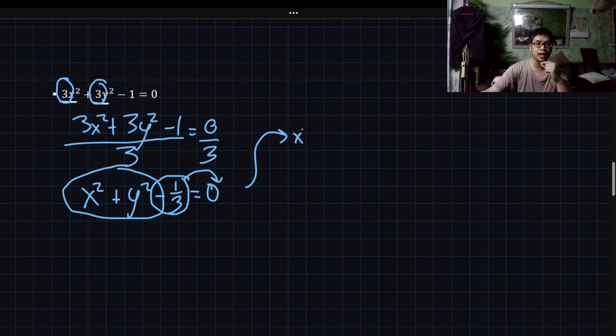Hence, you have x squared plus y squared is equal to 1/3. All right. Hence, that is your answer. That is your answer. Okay. Let's try another one.